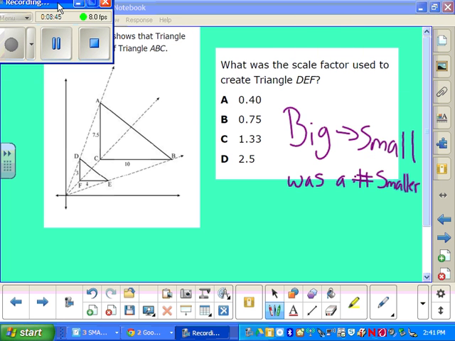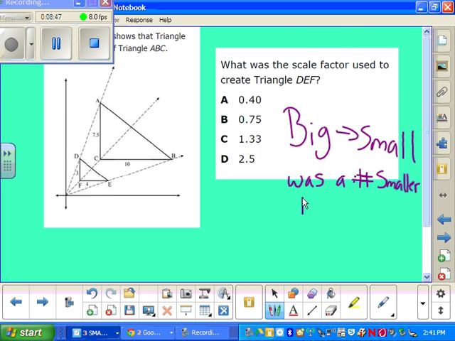It says, what is the scale factor used to create triangle DEF? So we can see that on AB is 7.5 and DF is 3. I'm looking at the legs of the triangles. And then CB is 10 and FE is 4. So it's looking for the scale factor used to create triangle DEF.